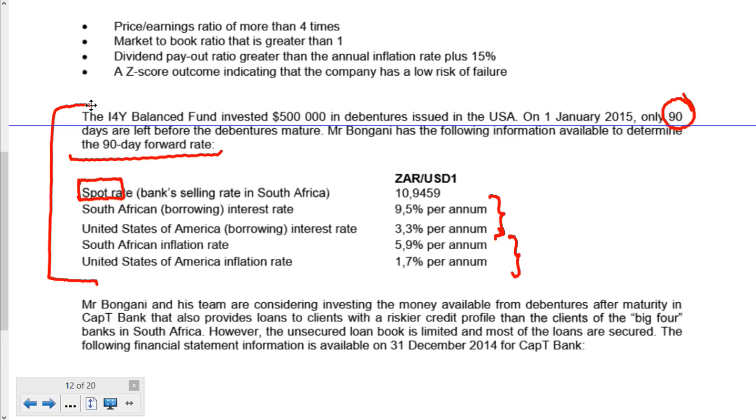Interest rate parity is the one we use for short-term forward rates. For the longer-term forward rates, we use inflation. But I want you to work out the two forward rates for me. Remember that from last week?